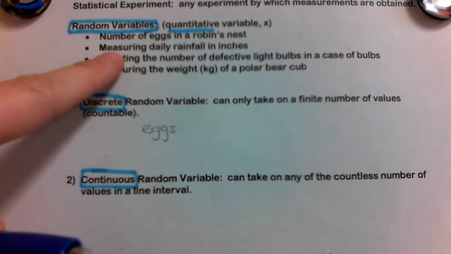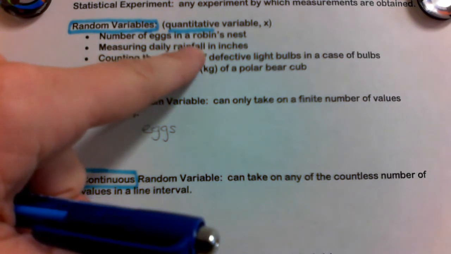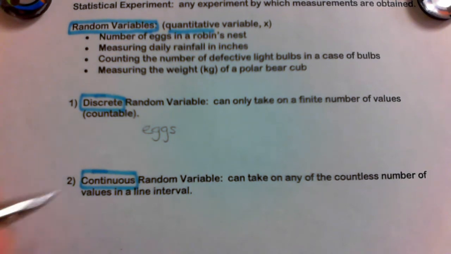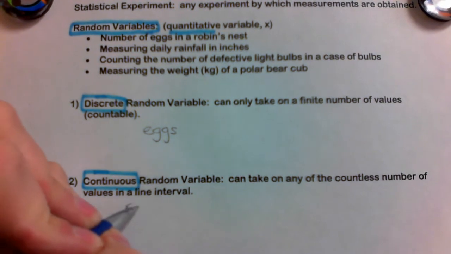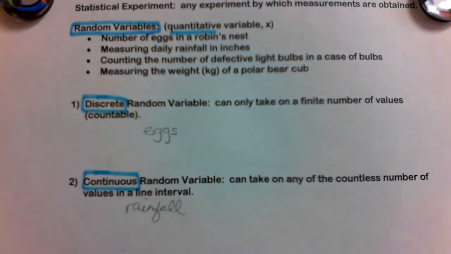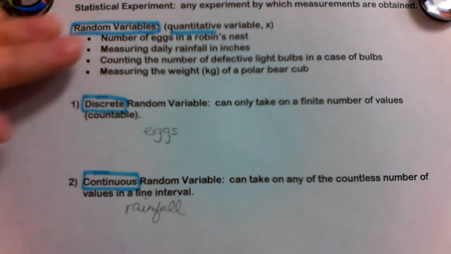All right, the next random variable, daily rainfall. Well, rainfall, what type of numerical value can it have? Well, it's more than just countable. We have more than just 1 inch or 2 inches. You can have 1.25. You could have 1.3 inches. So rainfall would be considered a continuous random variable.